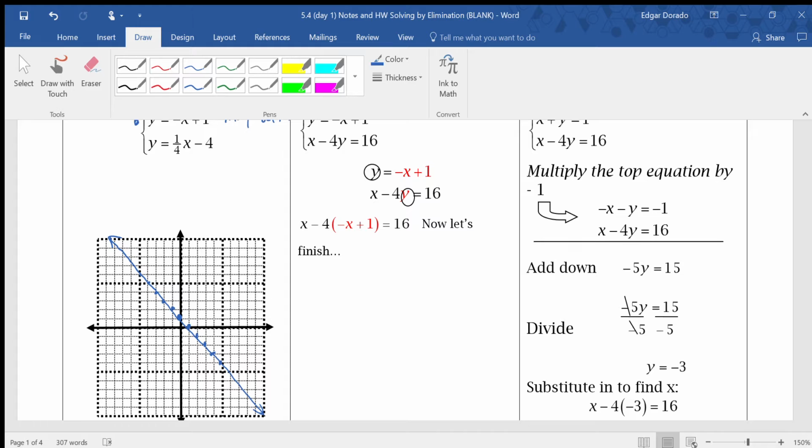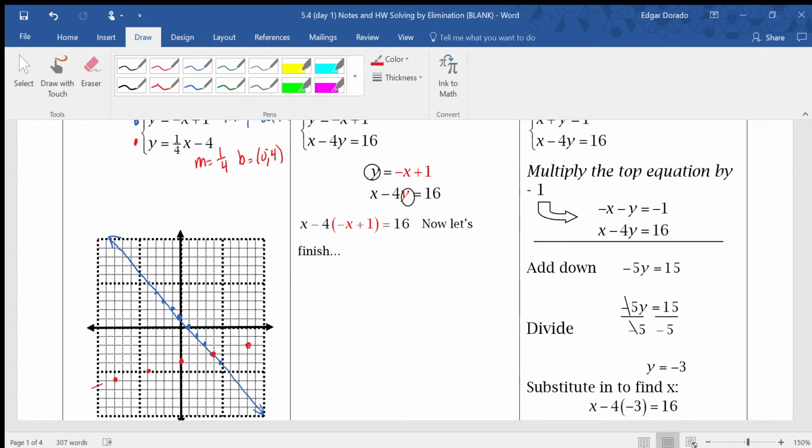This would look something like that. Then this bottom equation is also in slope-intercept form, which has a slope of 1/4 and a y-intercept of (0, negative 4). I'm sorry, (0, negative 4). So I'm going to start there. I'm going to go up 1 to the right 4, up 1 to the right 4, or down 1 to the left 4, down 1 to the left 4.